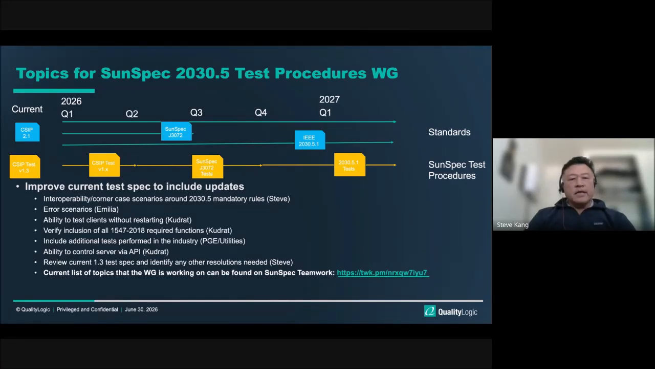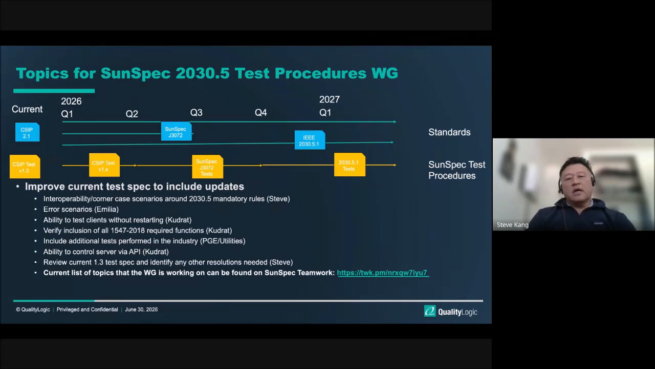So below it, in the diagram, I show a brief summary of the various scope of work that we're currently involved in. I won't go through each of them, but just briefly, additional interoperability and corner case scenarios around 2030.5 mandatory rules. What are mandatory rules? In the 2030.5 IEEE specification, there are a number of shall and must statements. Those are mandatory rules that must be implemented for their respective functions that are covered in CSIP.